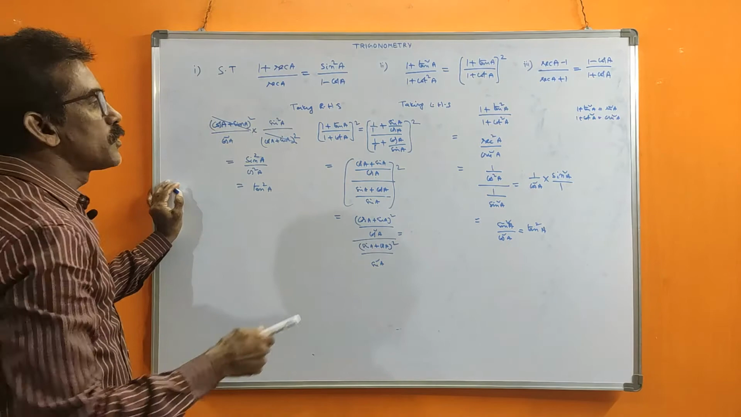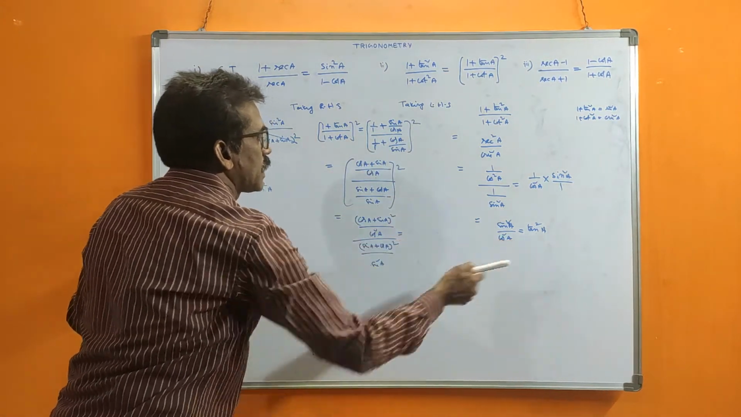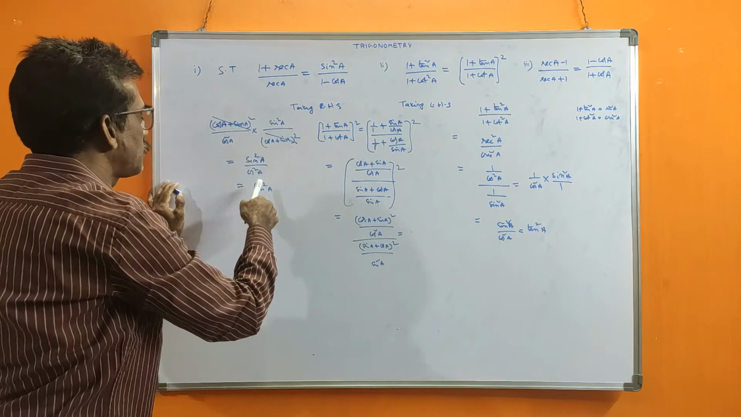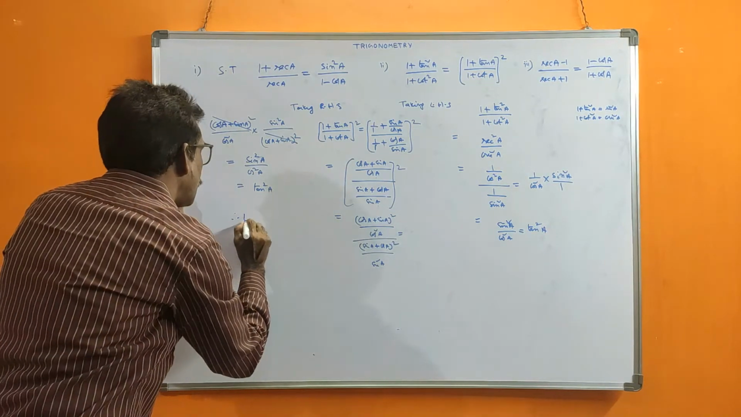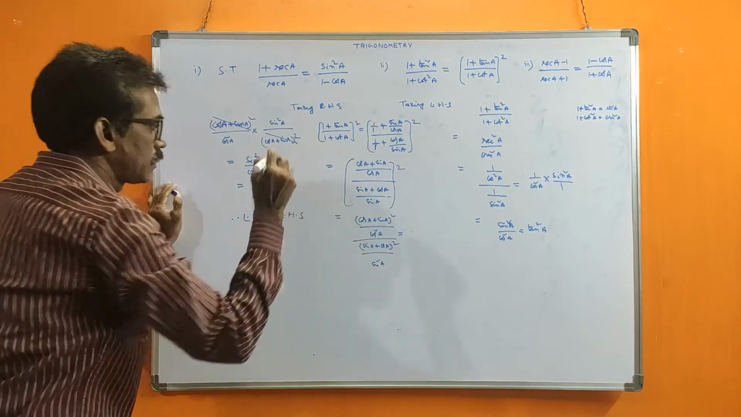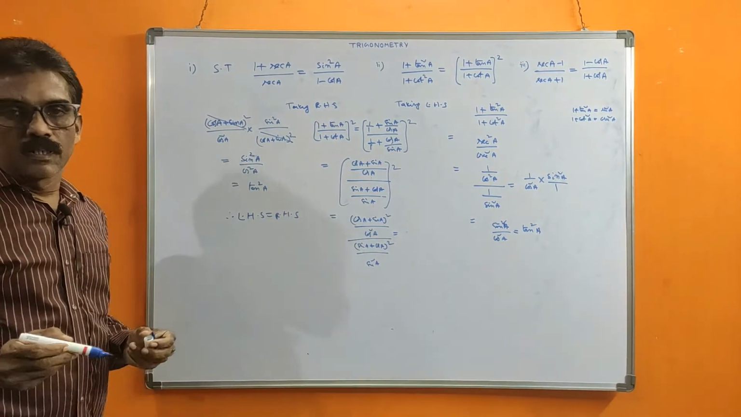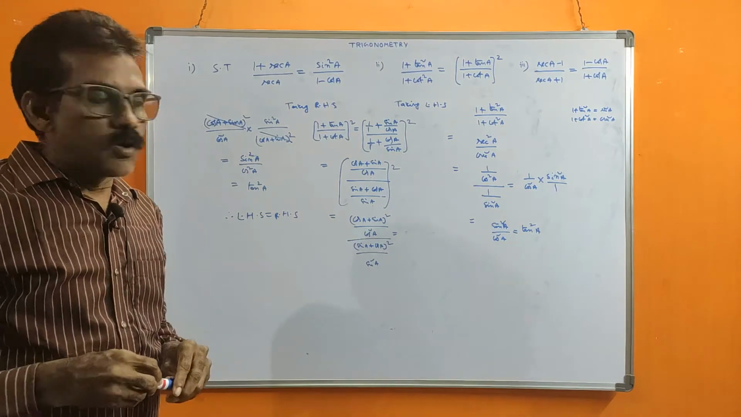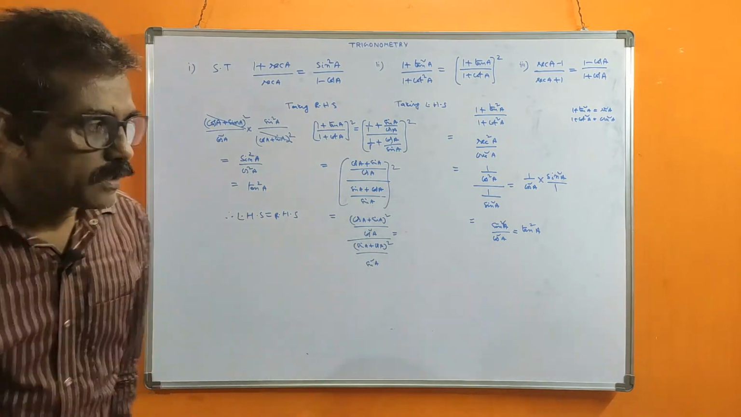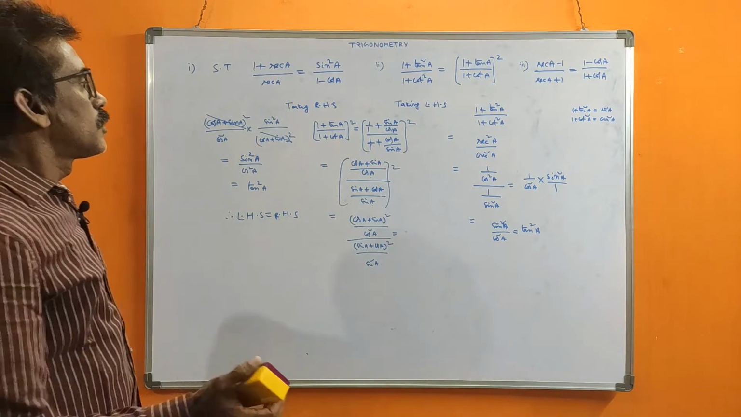First we simplified LHS, its value is tan square A. Next we simplified RHS, its value also is tan square A. So LHS is equal to RHS. Like this, sometimes they are directly not equal, but when simplified the values are equal, and the given identity is proved.